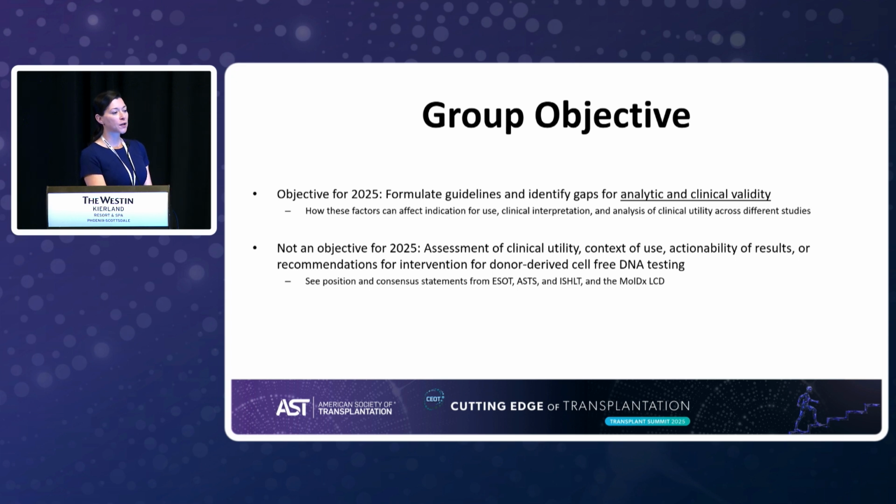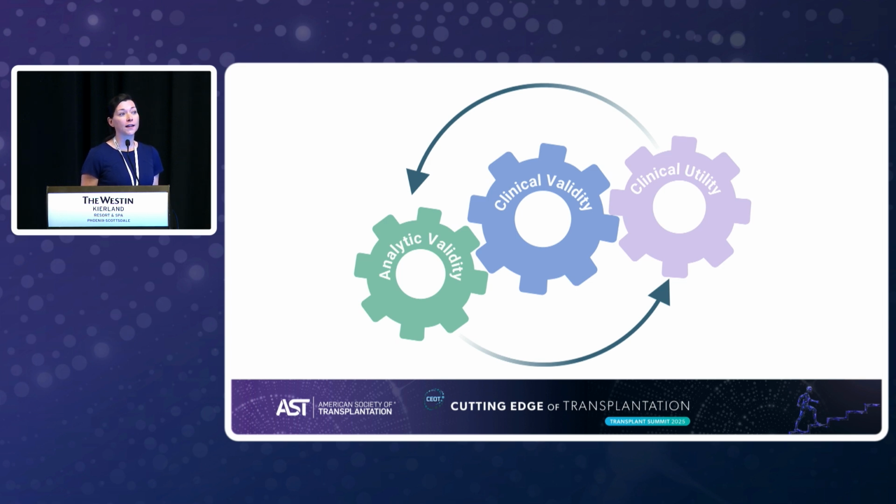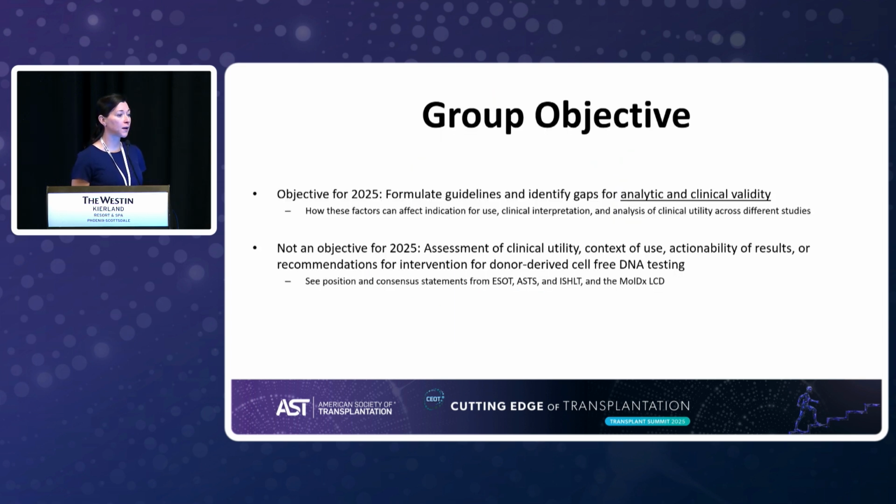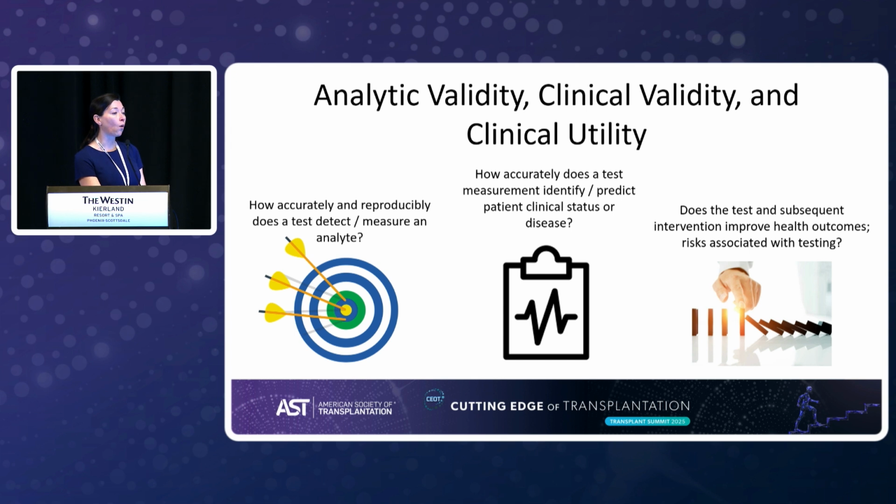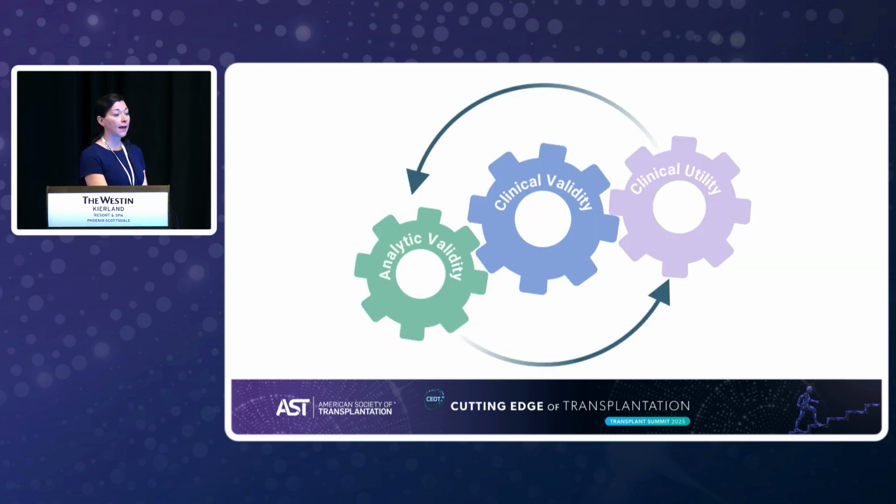Thank you. So analytic validity or technical validity refers to how accurately and reproducibly a test detects or measures an analyte. Clinical validity is how well the detection and measurement of that analyte predicts or identifies the presence of a disease or a clinical health status. And clinical utility then is the last step, and clinical utility judges whether the test, its accurate and reproducible measurement, and its correlation with a disease actually improves health outcomes because of subsequent intervention that is prompted by that test result.